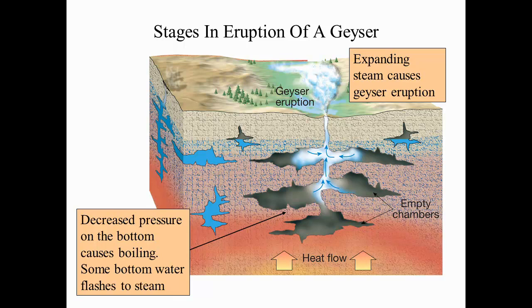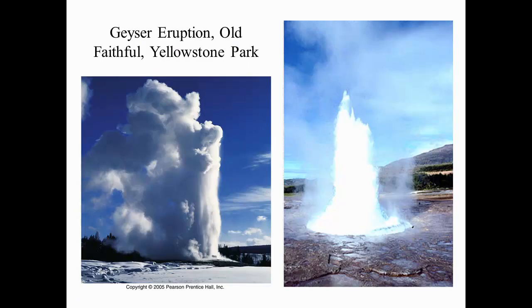And this is cyclical too. If you've ever been to Yellowstone Park, Old Faithful, they actually time the next geyser eruption. What happens is that after the geyser erupts, the emptied chambers will then fill with more groundwater. That groundwater gets heated at the bottom, and the cycle continues. And we get these spectacular geyser eruptions as a result.